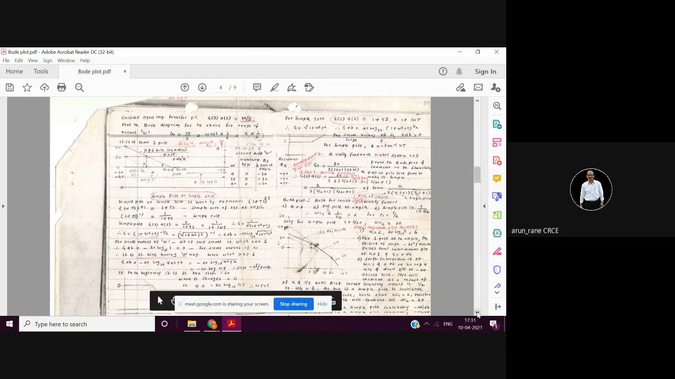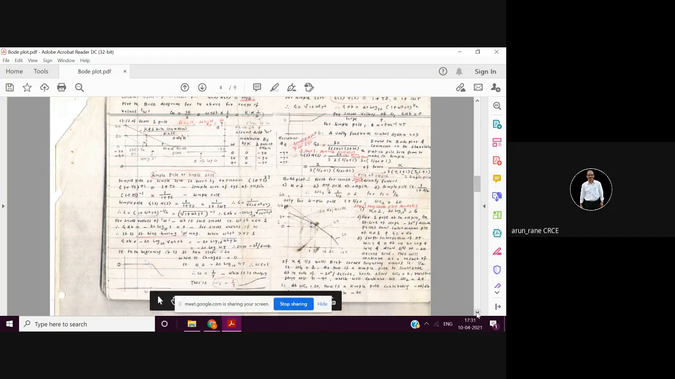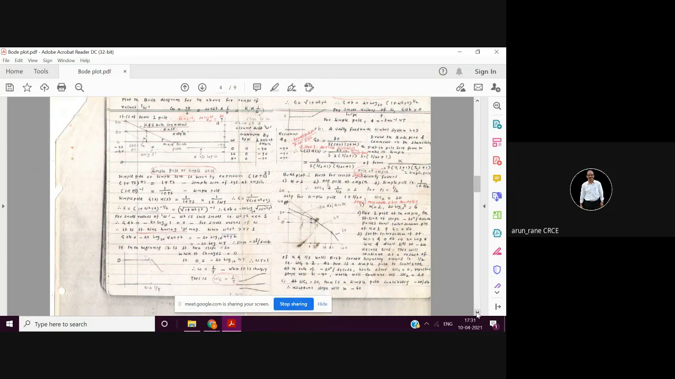We'll go down now. Now, if it is 1 upon 1 plus ts, or if it is 1 plus ts, then the graph will be like this, and like this.